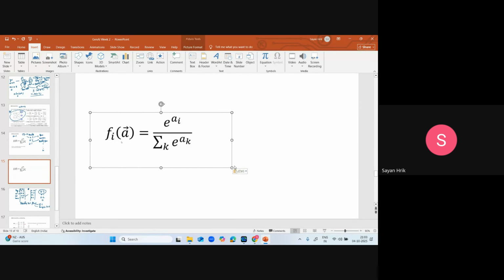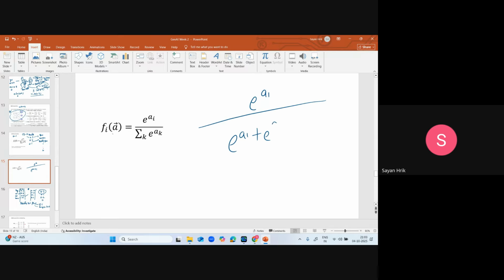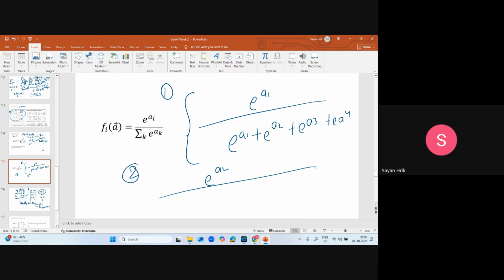It is doing a simple thing. It is taking e of a1, divided by e of a1 plus e of a2 plus e of a3 plus e of a4. What a1, a2, a3 are, we will come to later. This is the probability of the point belonging to class 1. For class 2, I'll simply take e of a2 divided by this entire sum. Do you think it is doing the same thing that I wanted it to do?